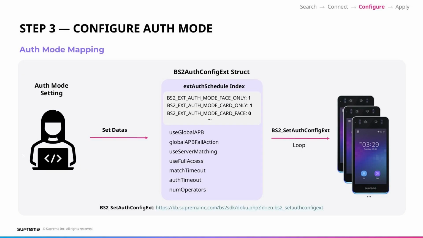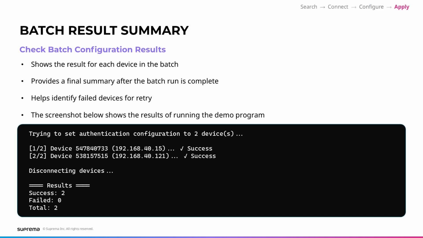Let us now take a look at the result. Here, you can see the console output from running the demo program. This is the final step, where we review the batch configuration results. For each device, the program shows whether the configuration was applied successfully. It also provides a final summary of the overall batch run. Based on this summary, we can quickly confirm the overall outcome and identify any failed devices.